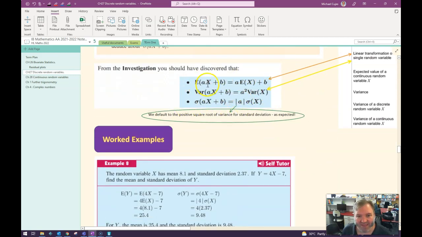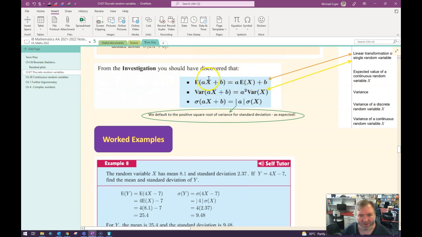The expected value of a linear transformation of a discrete random variable. What does that mean? You've just multiplied it by something and then added something to it. So I tripled all the values on my dice. So I got from 1, 2, 3, 4, 5, 6, to 3, 6, 9, 12, 15, 18. And then I added 2 to each of them. That gives 5, 8, 11, 14, 17, and 20 as my distribution. And I can find the expected value of that by just doing a times the expected value of x and then adding on the 2 at the end.